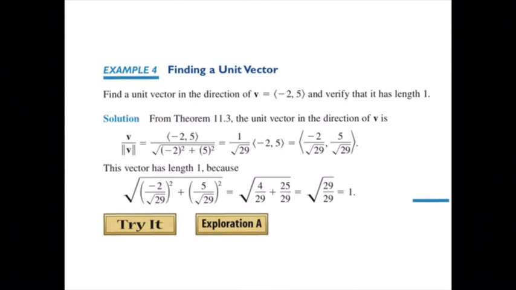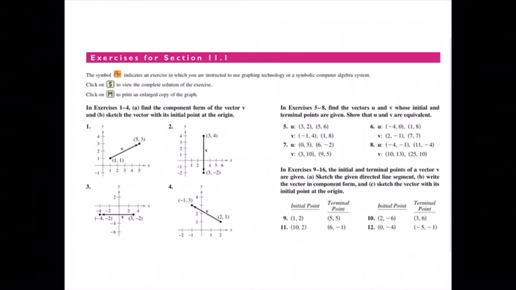So in this case you have -2, 5, and you're just going to put that over the magnitude or length of that, which in this case is root 29. And then when you have each of those components, you find the magnitude of that again, and then you'll get length 1. Alright, so at this point you should be ready to begin the exercises for section 11.1.